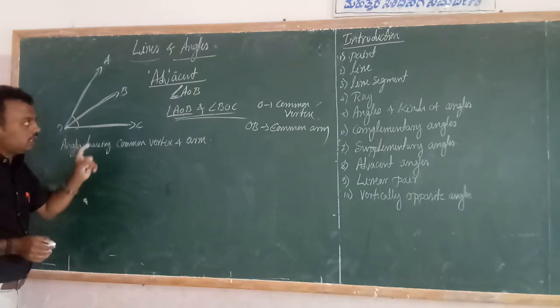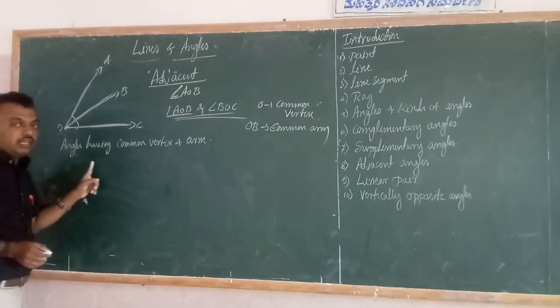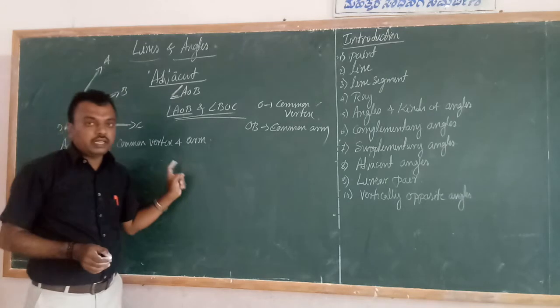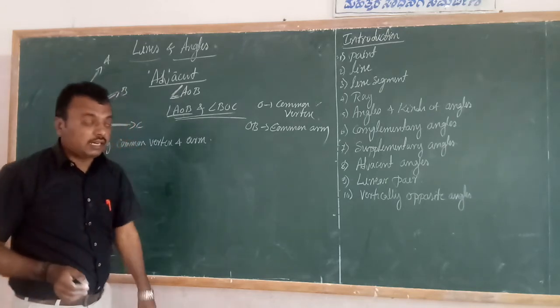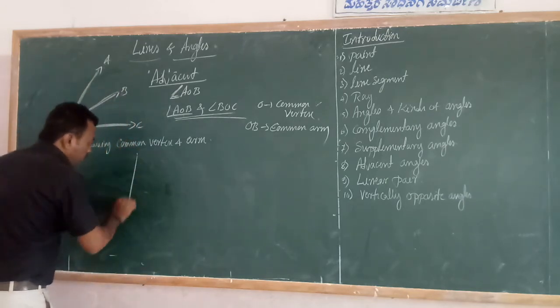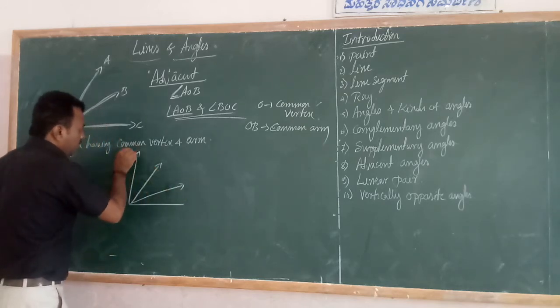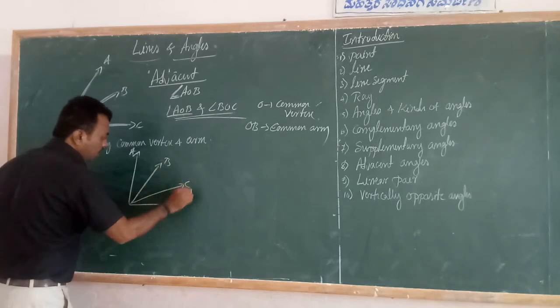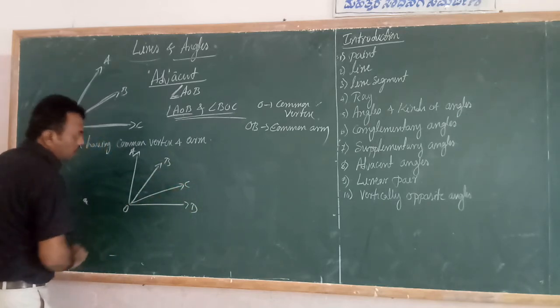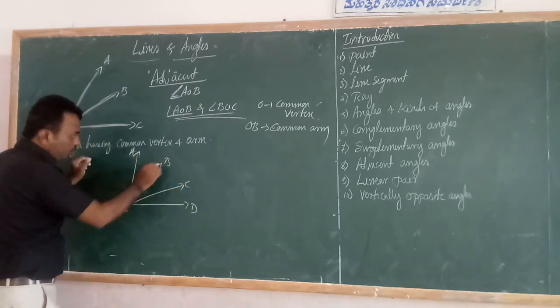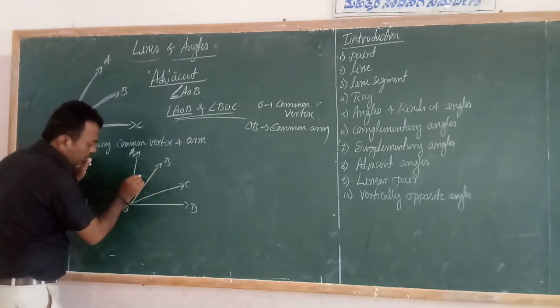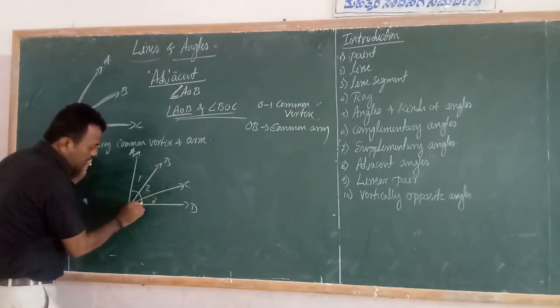Adjacent angles means angles having a common arm and a common vertex, that is called adjacent angles. So I will take one more example. A, B, C and D. This is O. In that, AOB, BOC, and COD, angles 1, 2, 3.